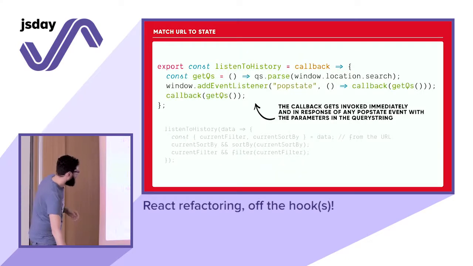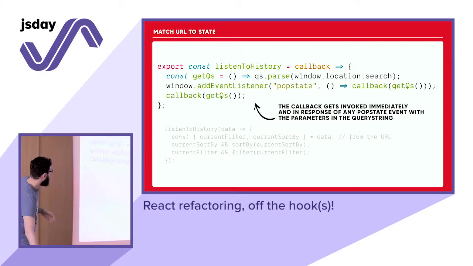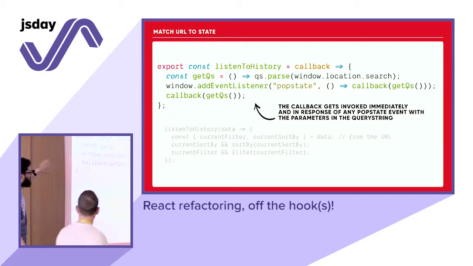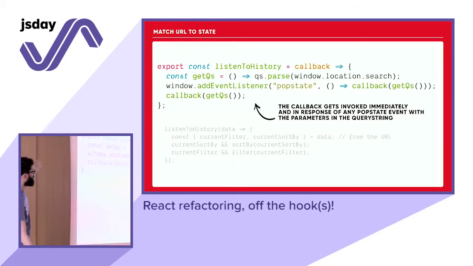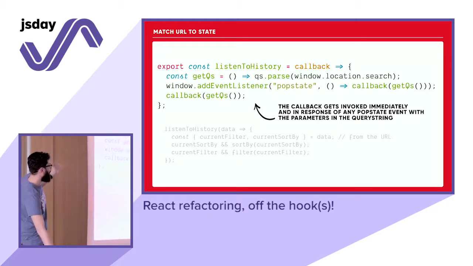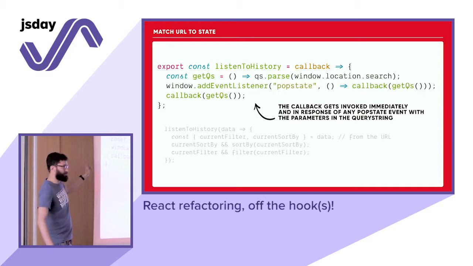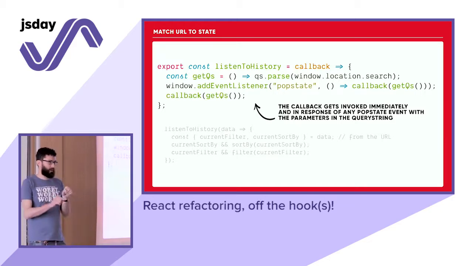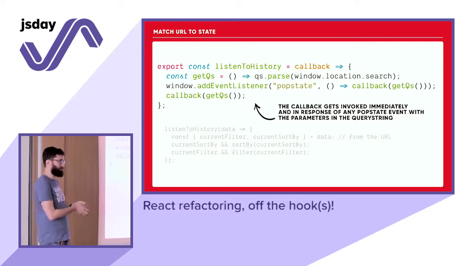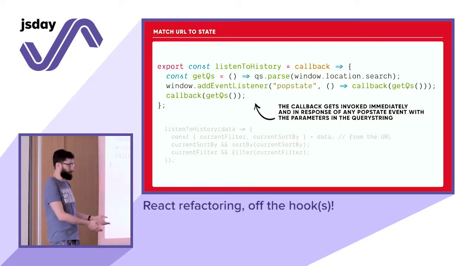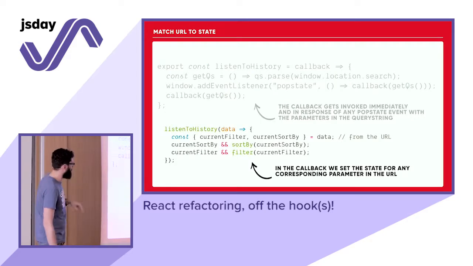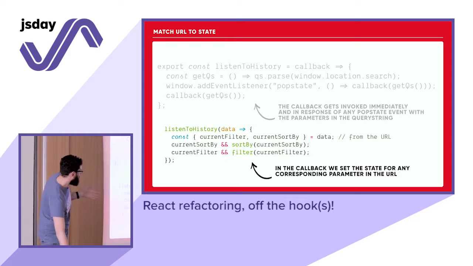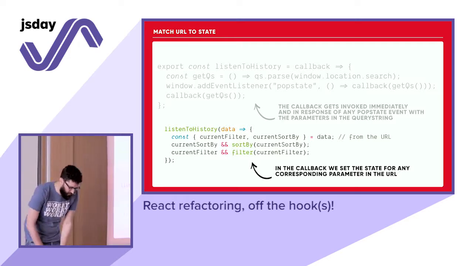Cool. Last step. Oh, sorry. Yeah, so this is the helper. I parse what I get in the search. I add an event listener, and I call the event listener immediately just to make sure that it doesn't trigger only on popstate, which is when you use the back and forward buttons in the browser, but even immediately when I loaded the page the first time. It's a little simplified, but that's the core concept of it. And again, in the callback, I use that data, and I call the function.